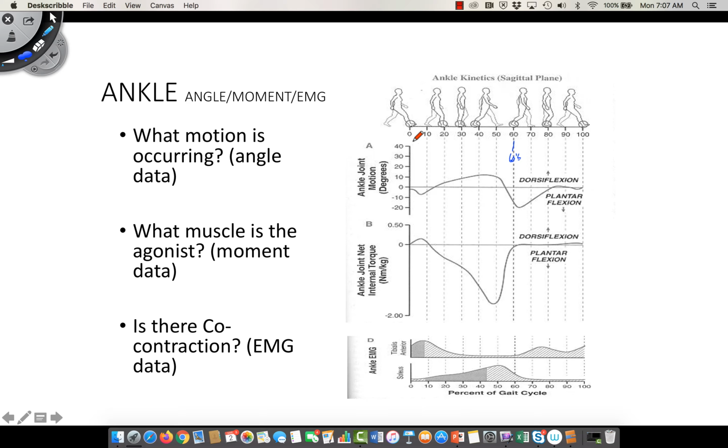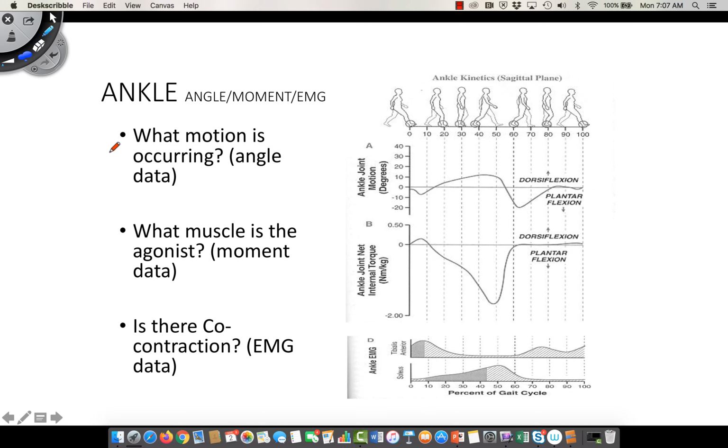And so this part is what we're mostly focused on for this talk, which is from 0 to 60%. And this is called the stance phase of gait. This stance phase is when the ankle muscles are actually stabilizing the limb and putting out a lot of torque at that joint. So let's see what that looks like throughout a gait cycle.